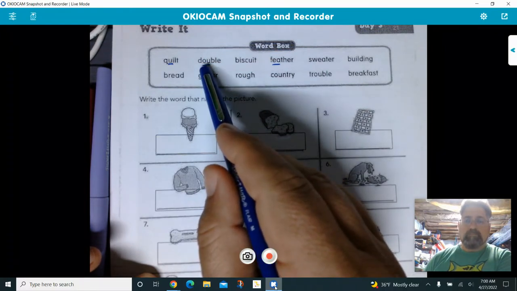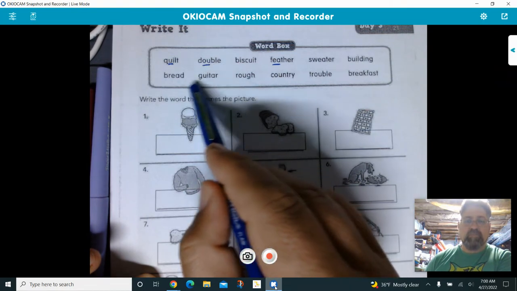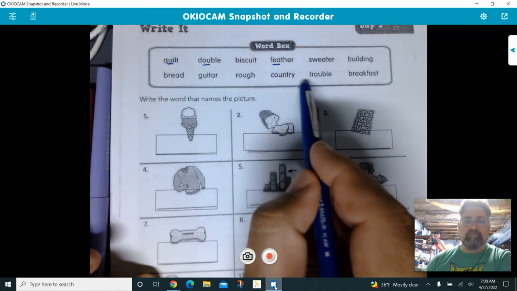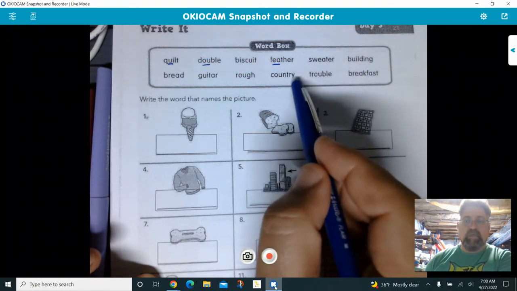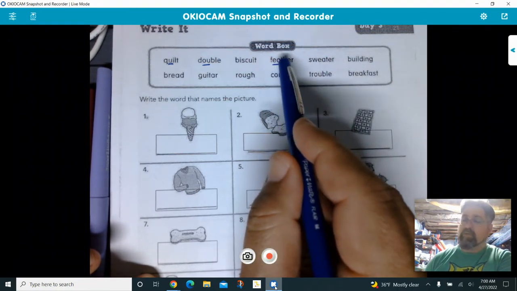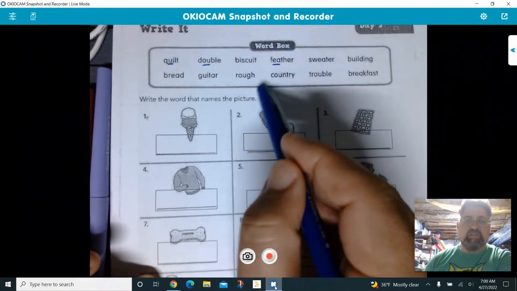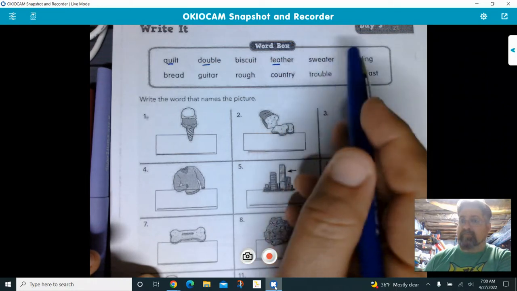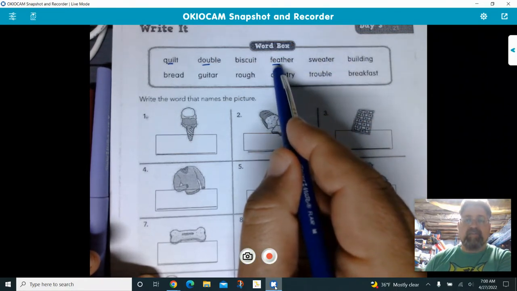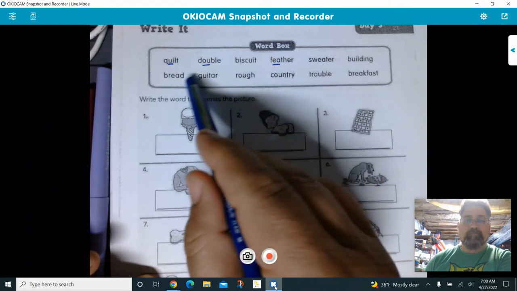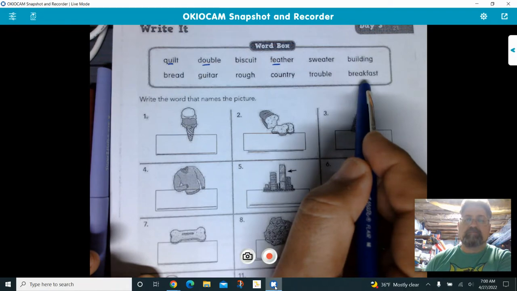OU, in this case, is double, country, trouble. And the EA, again, we know it can also say E, like eagle, like each, like eat, like feature. But in this case, it's just the E, like feather, sweater, bread, breakfast. Okay.